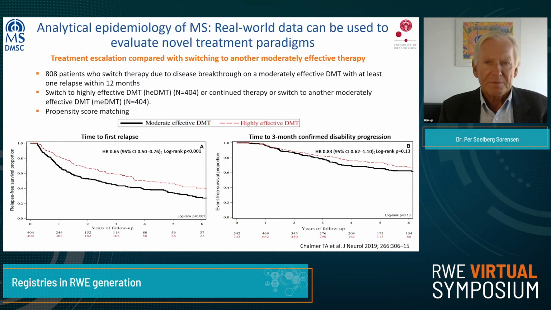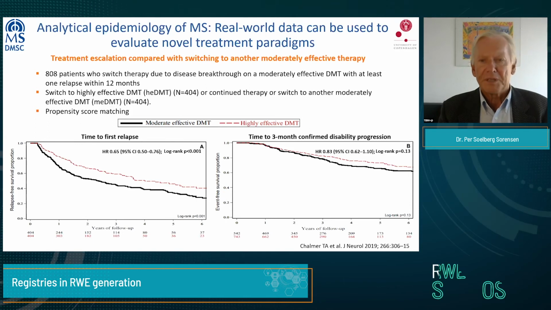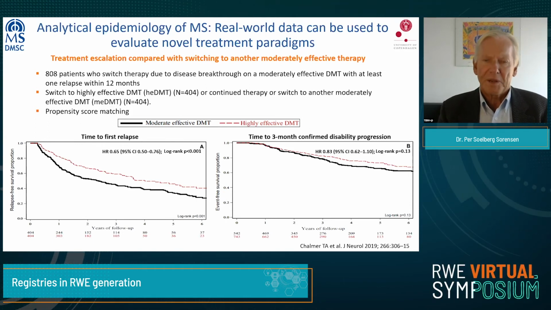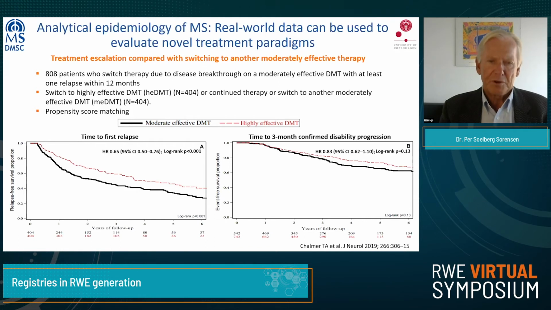And some patients switched to a highly effective treatment, and with propensity score techniques, we compared those to those patients who continued with the same therapy or switched to another moderately effective therapy. And if we look at the time to the first relapse, there was a 35% decrease in the risk of having a relapse, which was statistically significant. Whereas there was no difference in the time to 3 months confirmed disability progression.